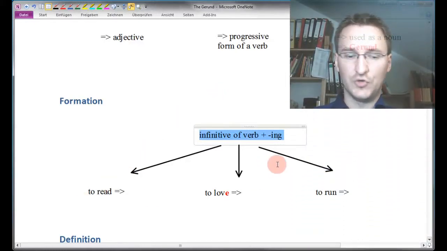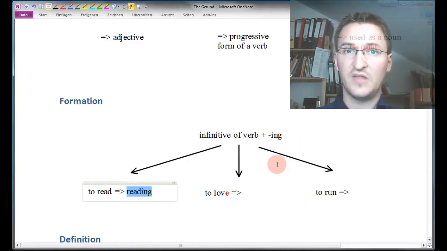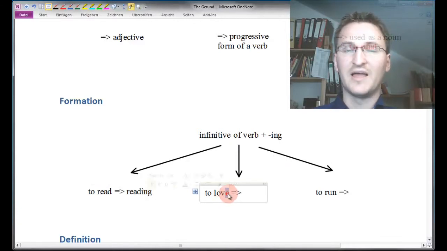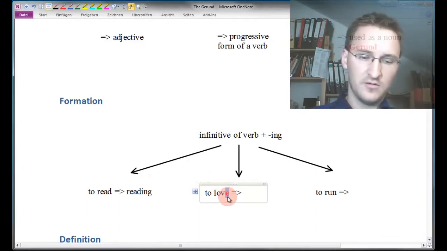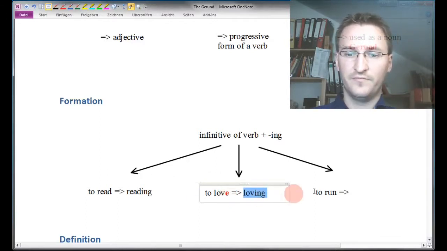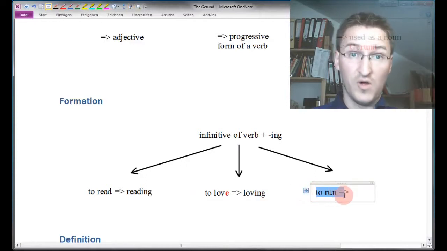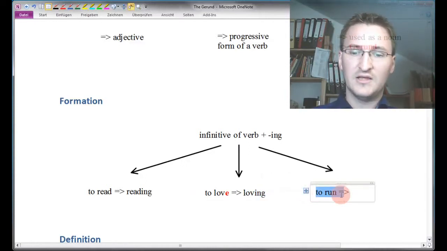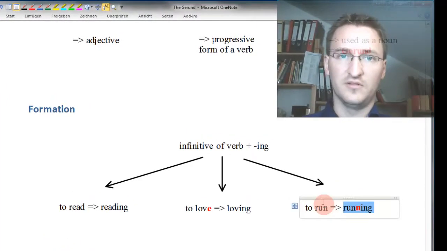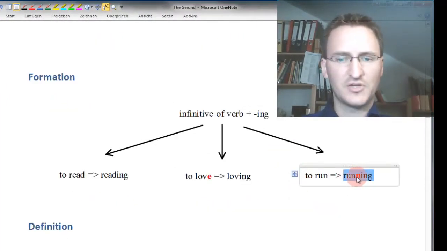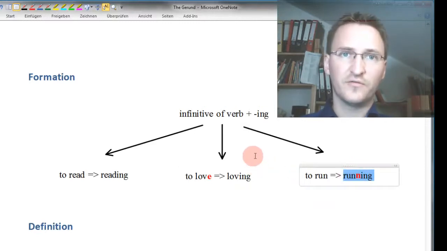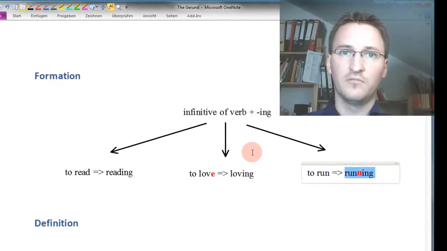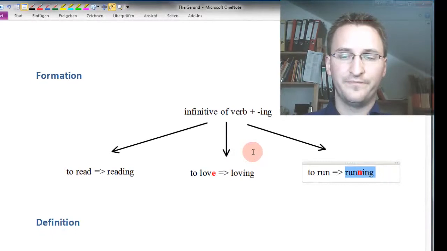Let's take a look at the word to read. Here, clearly the form is reading. However, you can see that with love, I highlighted the E. If we add an ing to love, then this E disappears. And if we take a look at the form run, we will find out that the N in run is multiplying. So make sure to add the second N. This is of course a template for other forms as well. So keep that in mind when building the gerund.